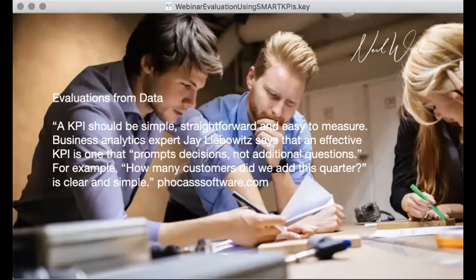And then once you've been looking at these KPIs for a number of weeks or months, you're going to want to start sharing this stuff. And as we know, the KPI should be simple, straightforward, and easy to measure, but it's also got to be one that prompts decisions, not additional questions. So in other words, as I always say, turning information into intelligence can be the trigger that this KPI stimulates in you.